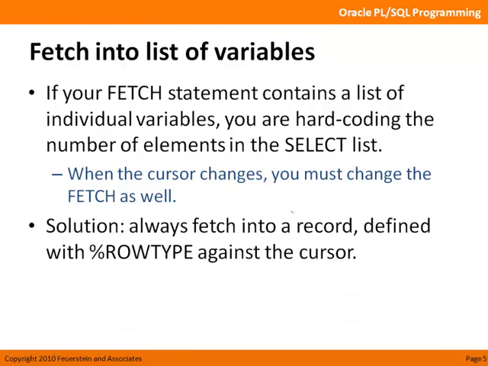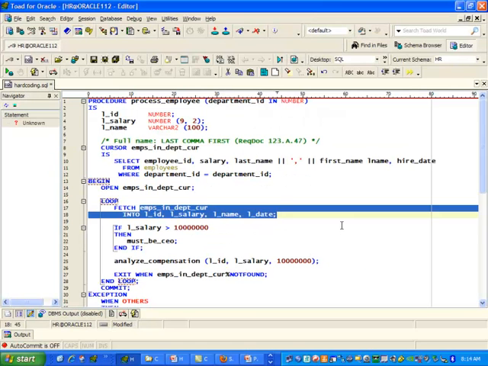What do you do instead? Actually, it's really quite simple. Whenever you're fetching from a cursor, always fetch into a record that is declared using %rowtype against the cursor. Let's take a look.